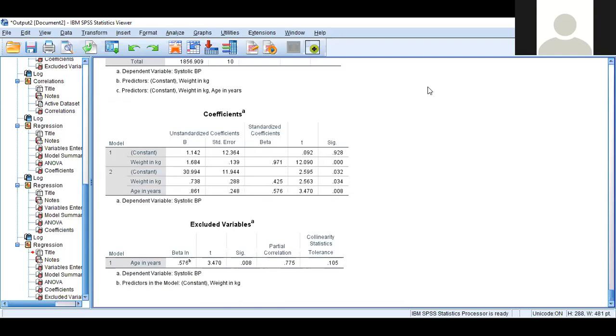Maybe it's the effect of the age still. Is it age? Yes, because when we did the age alone, this constant was significant. Yes, the constant was significant with age alone. So actually, there are other factors that are being lost here.